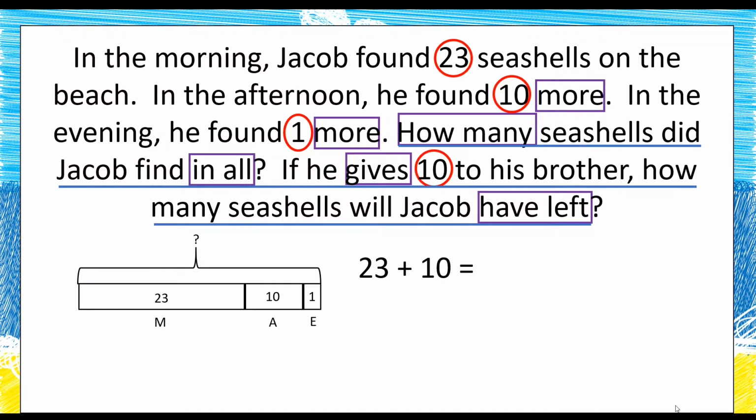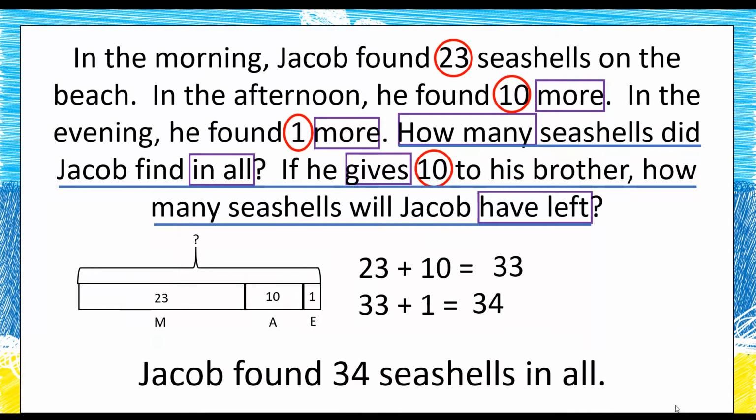23 plus 10 is the first thing I'm going to do. That's just adding a 10. In 23, I have 2 10s. If I add another 10, I would have 3 10s. So 23 plus 10 is 33. But don't forget, he found 1 more in the evening. So let's add 33 plus 1 more. What would that be? Did you say 34? Great job. So Jacob found 34 shells in all.